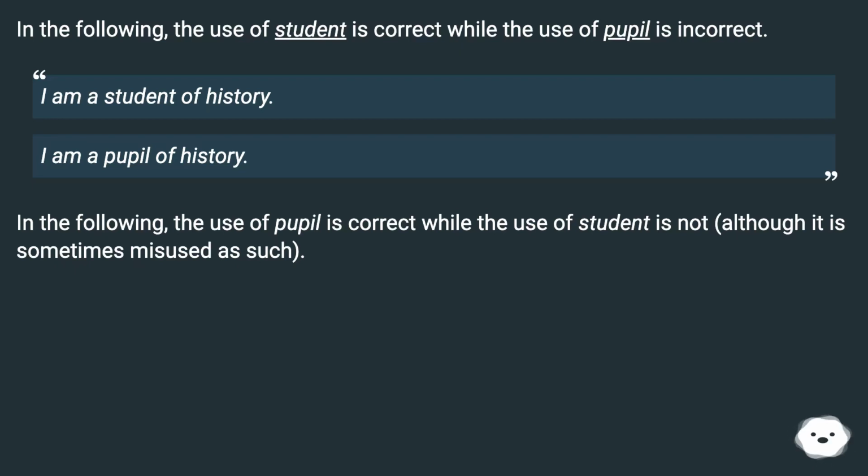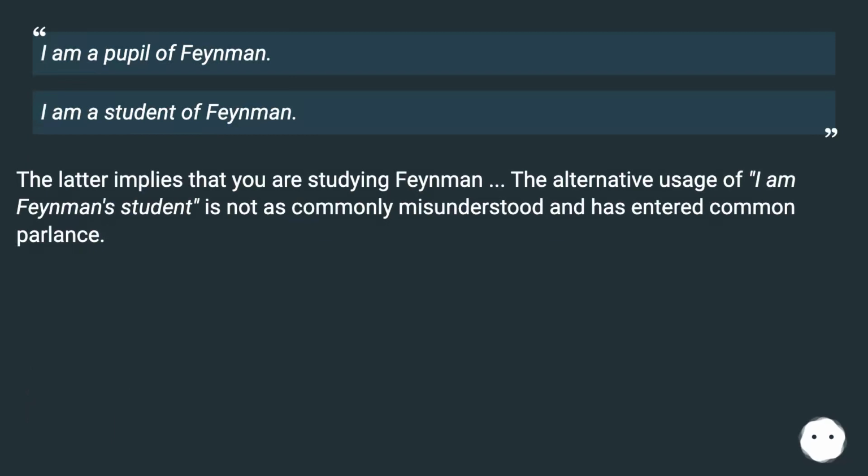In the following, the use of student is correct while the use of pupil is incorrect. I am a student of history. I am a pupil of history. In the following, the use of pupil is correct while the use of student is not, although it is sometimes misused as such. I am a pupil of Feynman. I am a student of Feynman. The latter implies that you are studying Feynman. The alternative usage of I am Feynman's student is not as commonly misunderstood and has entered common parlance.